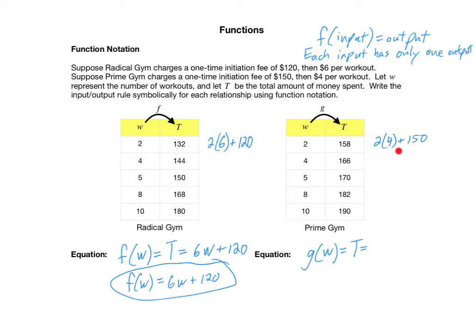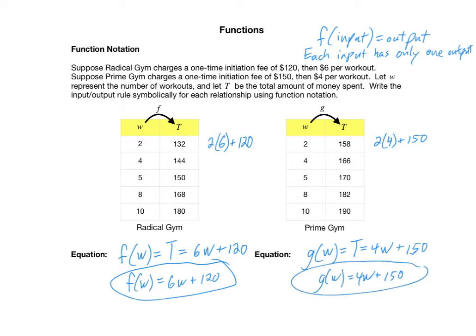And we generalize this idea here. You take the number of workouts, multiply it by $4, because it's $4 per workout, and add on the initiation fee of $150. So we're going to take the number of workouts, W, multiply it by 4, because it's $4 per workout, and we've got to add on the initiation fee of $150. And again, you won't likely see this T here. It'll just be written as G of W equals 4W plus 150.